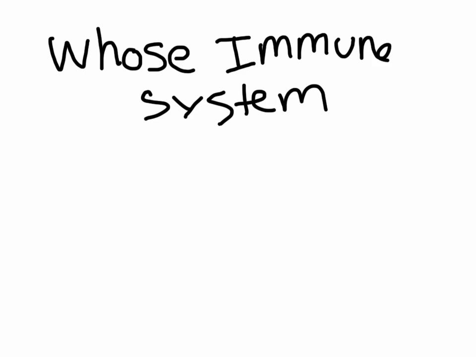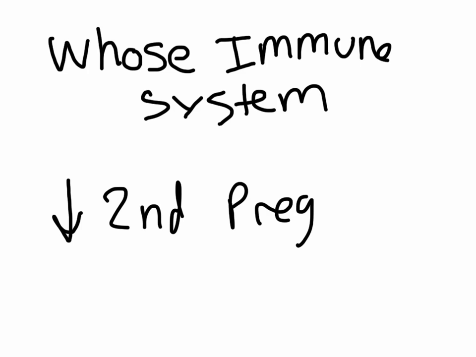Another question that some people are asking is whose immune system is really causing the problem? So is the mother rejecting the fetus, or is the fetus rejecting the mother? A lot of evidence indicates that it's probably the mother's immune system, and that's because you usually have a lower rate of preeclampsia on a second or third pregnancy.